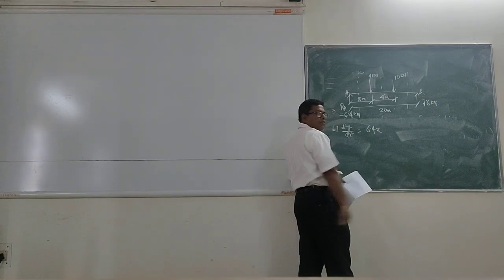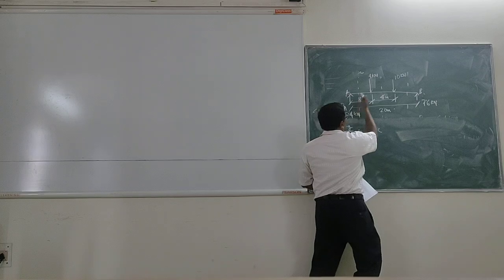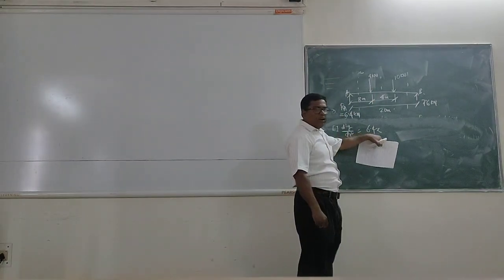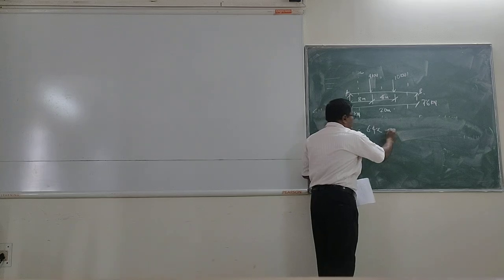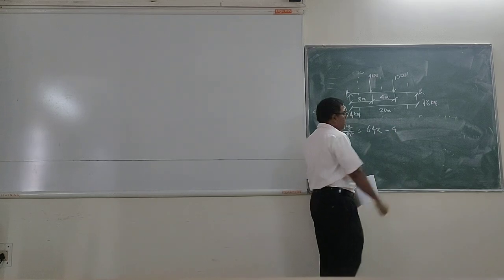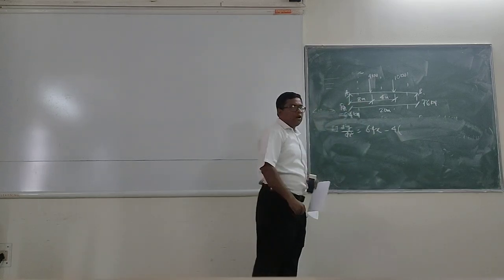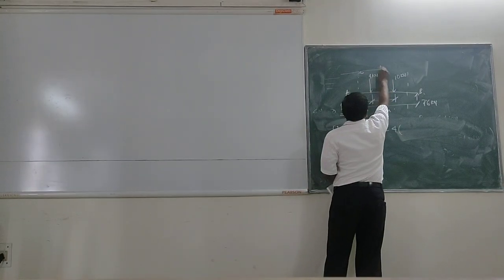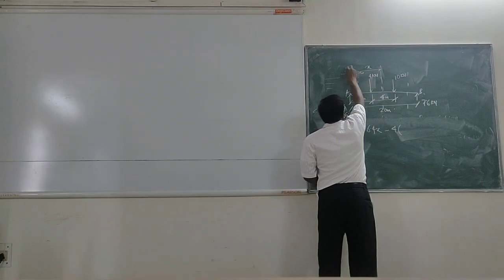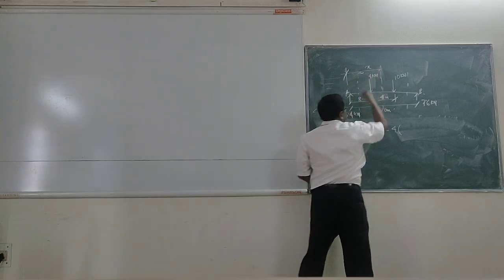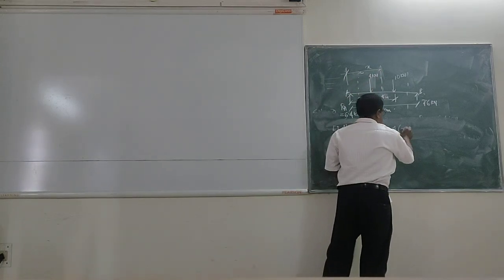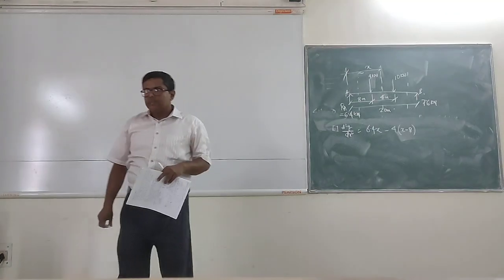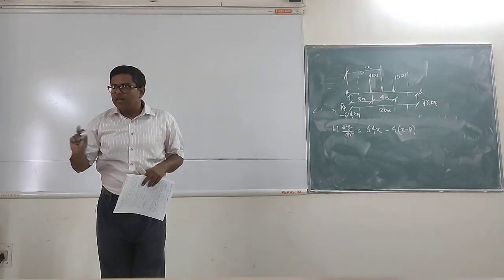6.4 into X. If X moves from here to here, what will be my equation? 6.4X, minus 4 into how much? So X now is coming over here. From here to here, the distance is X. So how much is X minus 8? Is it clear? Have you understood?